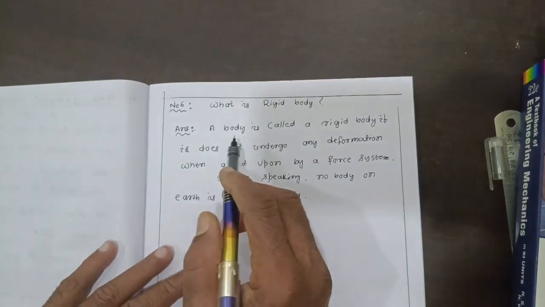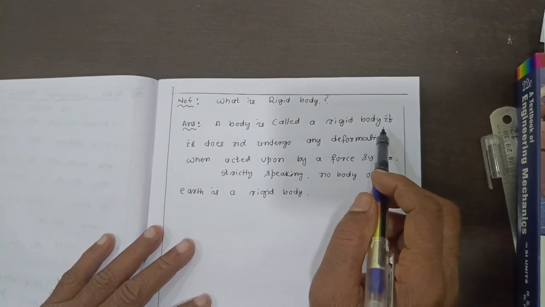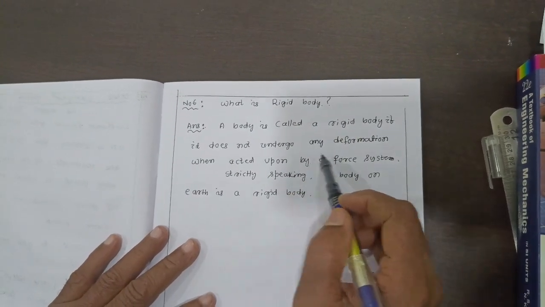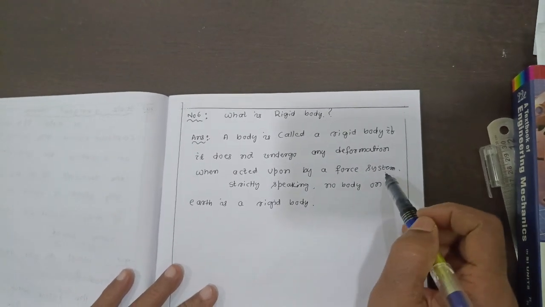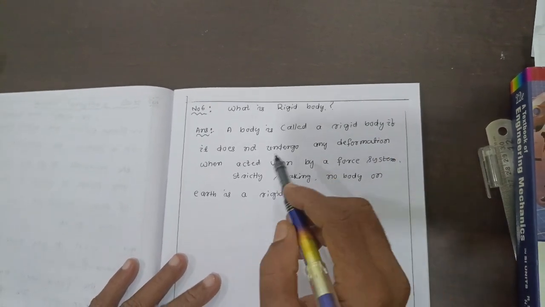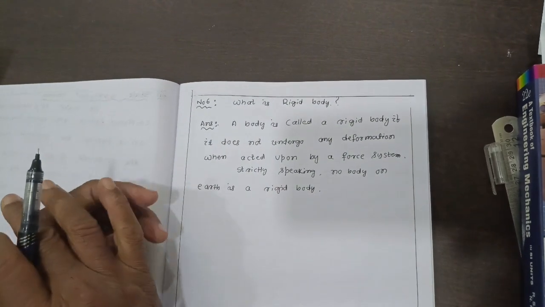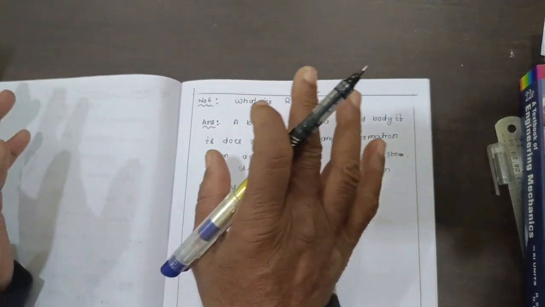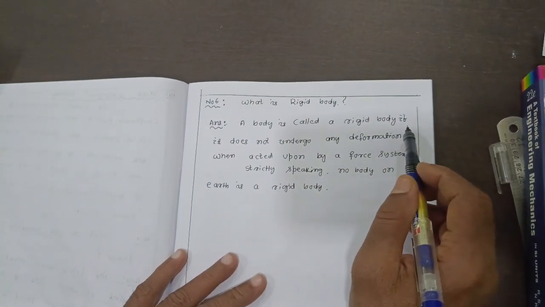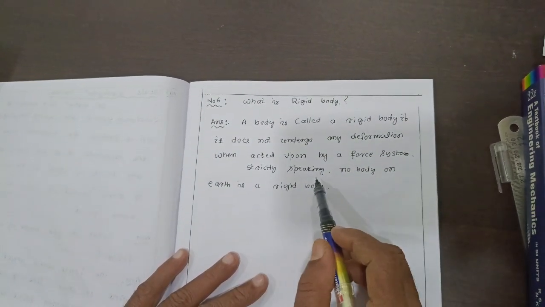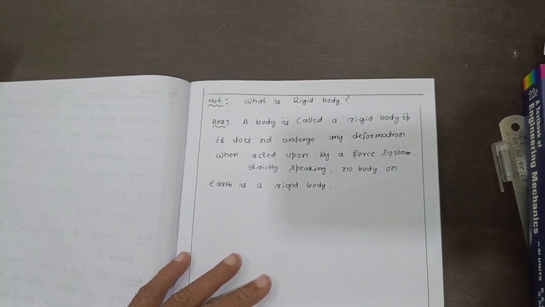Then what is a rigid body? A body is called a rigid body if it does not undergo any deformation when acted upon by a force system. Actually, when a force is applied, there is no deformation, meaning no change in its shape, that is known as a rigid body. Strictly speaking, no body on earth is a rigid body.